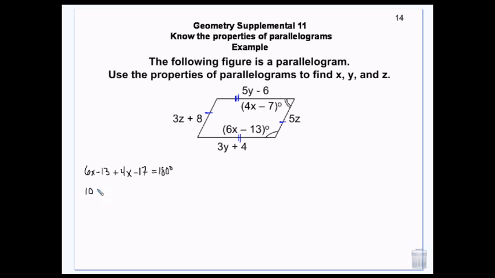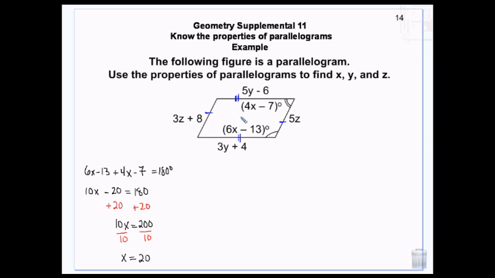So I get 10x minus 30. Oh, sorry, I wrote 17. It's not 17, it's 7. Sorry about that. So minus 20 is equal to 180. Add 20 to both sides. 10x equals 200. Divide by 10. And x equals 20.